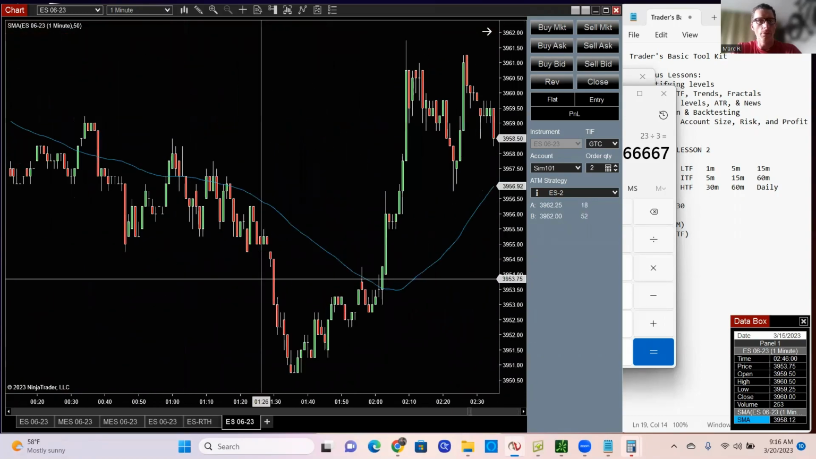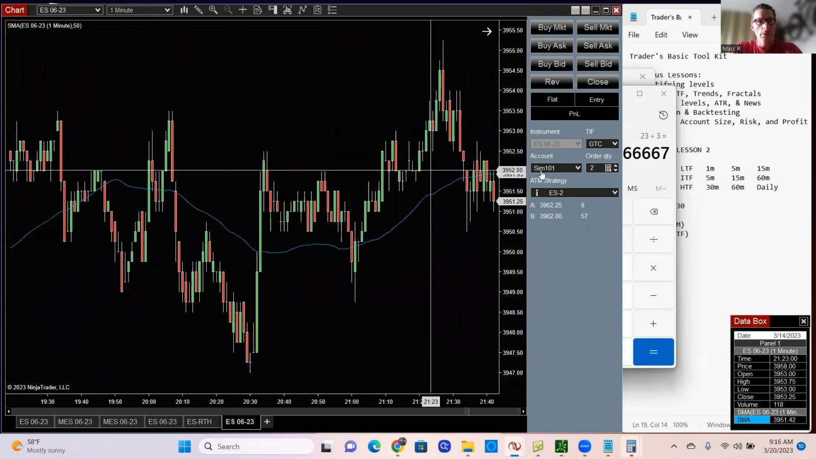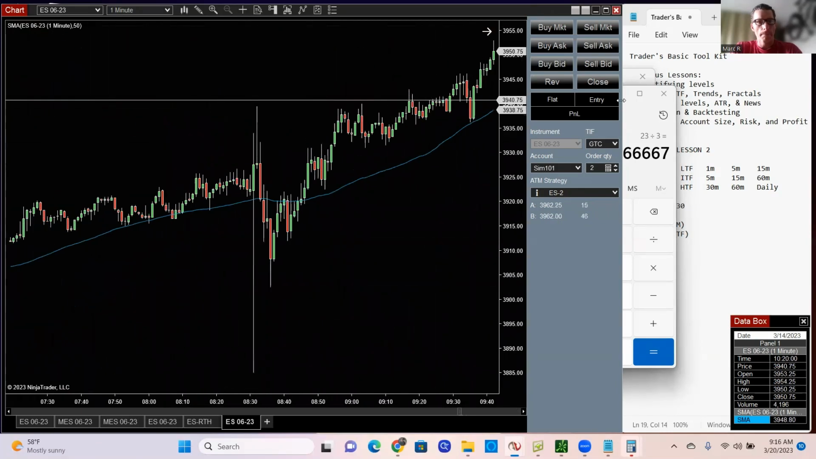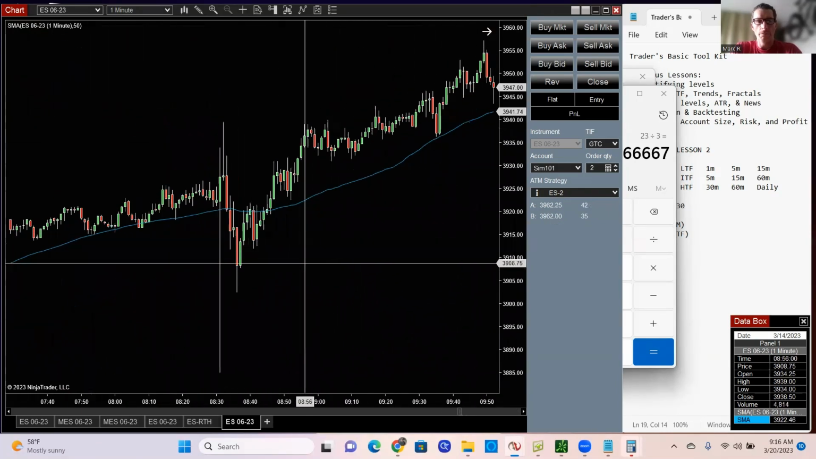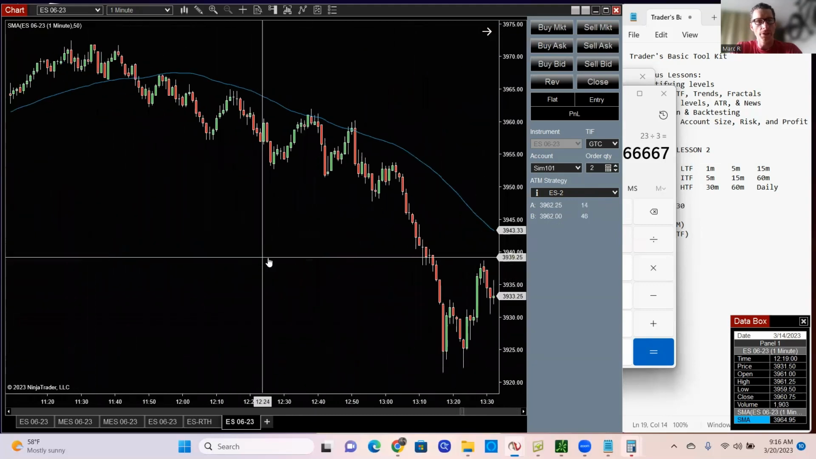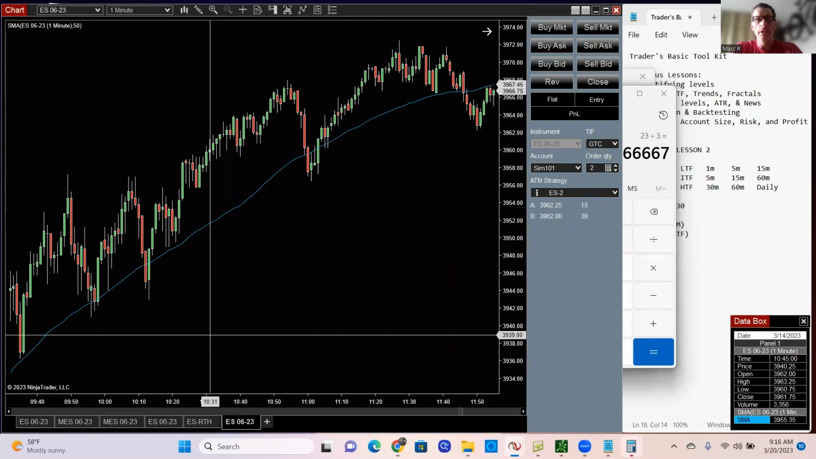Random place on the chart. We'll go to 8 o'clock in the morning. Oh, no, this was the other day when there was news. So let's skip that. I will just go somewhere else. Okay. Here's price on the 1 minute moving up, moving up, moving up.